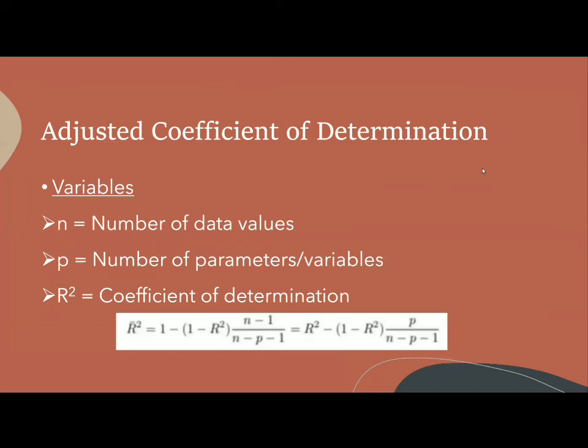So this is a different equation than the one I previously mentioned, and it has different variables. The variables are n equals number of data points, so all of your x and y's, P is the number of parameters or variables, and R squared is the coefficient of determination, which I mentioned previously. And so R squared bar equals 1 minus parentheses 1 minus R squared close parentheses times n minus 1 over n minus P minus 1.